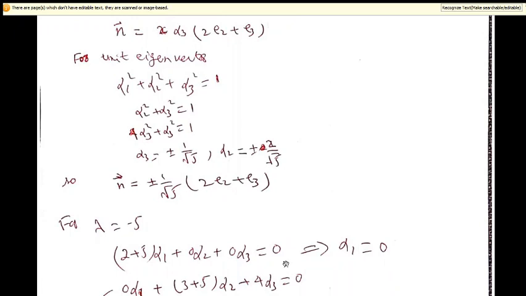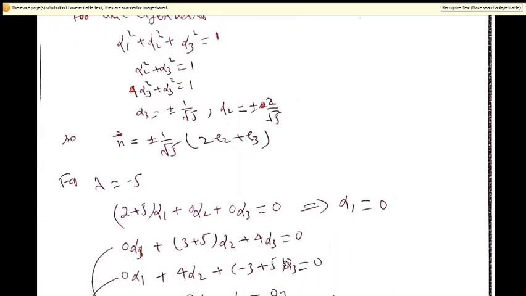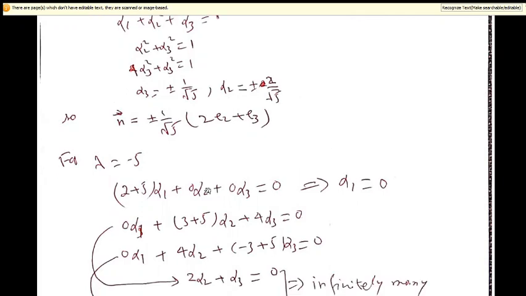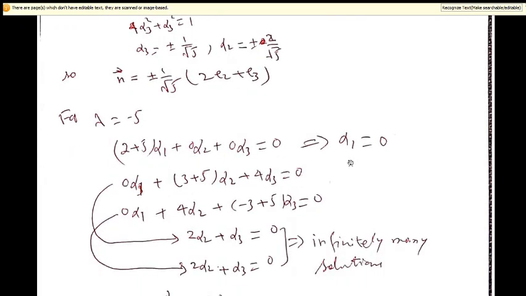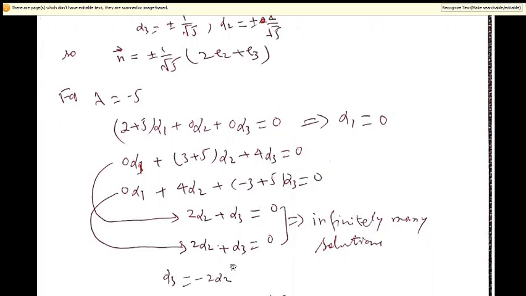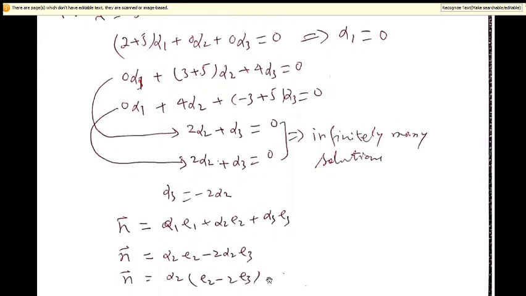Now similarly for lambda equal to minus 5, you need to follow all the procedure which you have done for lambda equal to plus 5. By doing this you have alpha 1 equals 0, and from this equation you have this, and again from this equation you have this. Again you have a homogeneous system with infinitely many solutions, and you can write alpha 3 in terms of alpha 2 or alpha 2 in terms of alpha 3. It depends on you how you do the simplification of the eigenvector.